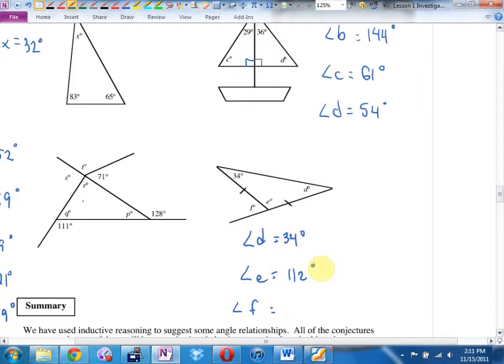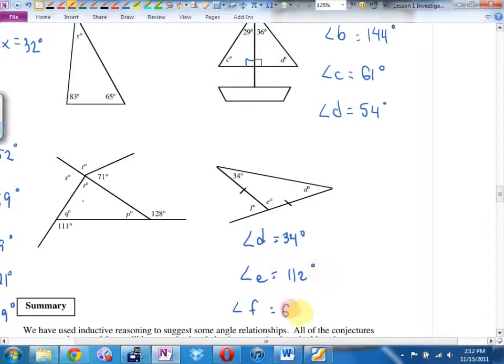I heard someone murmur it over here. Straight line. And what's every straight line? 180. So 180 minus 112 is, I think, 68? Okay.